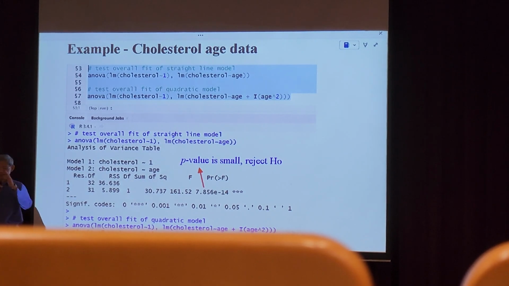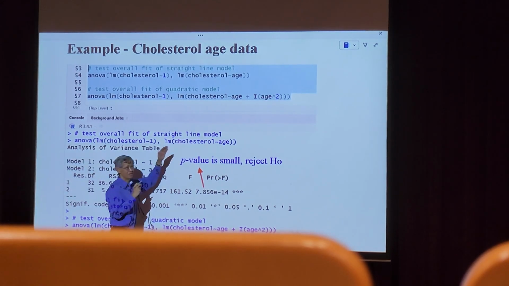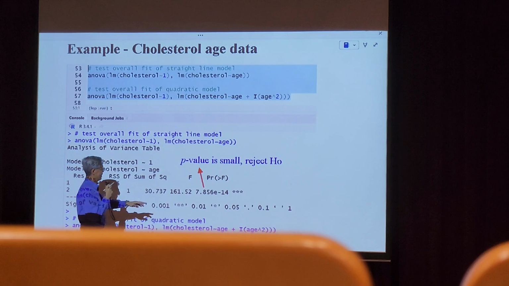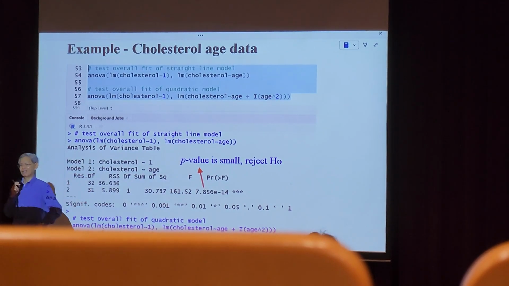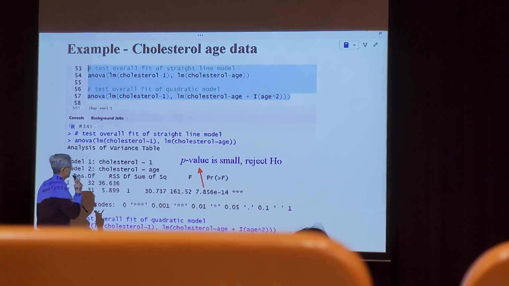Now, you can see that. So what am I doing? I'm testing the fit of a straight line model. What happened to the p-value? Very small. So what does this example tell us? This example tells us, whenever you get a small p-value, don't get too excited. Don't think that's the end of your problem. Don't think you have found the best model.